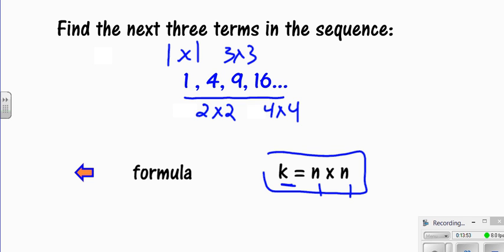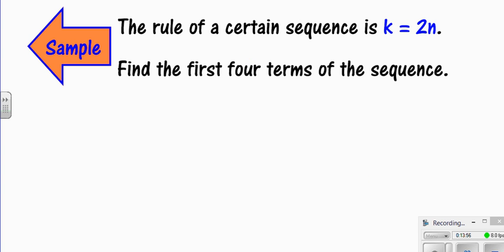All right, it's your turn. One last sample. Work through this sample to solve this set of sequences. The rule of a certain sequence is k equals 2n. Find the first 4 terms. So the first thing you're going to do is plug in 1, then you're going to plug in 2, then you're going to plug in 3, then you're going to plug in 4. And that gives you your 4 terms.